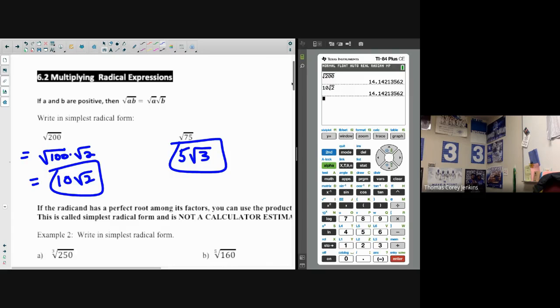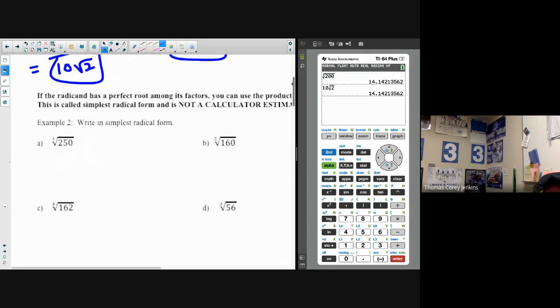All right, so the next set of examples says, if the radicand has a perfect root among its factors, you can use the product rule to simplify. This is called simplest radical form and is not a calculator estimate, right? So that's what we just went over. All right, so now since we've done it with square roots, we're going to do it with higher roots.